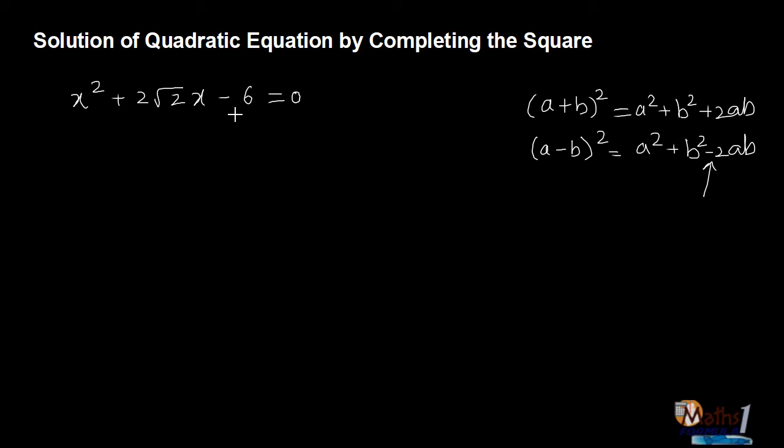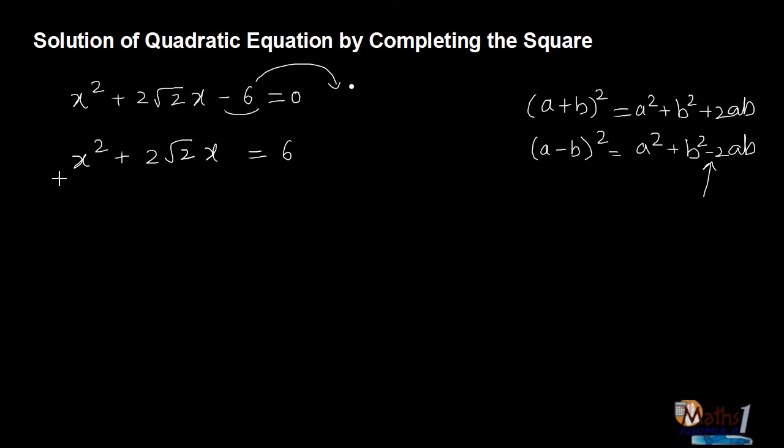Whatever constant is there, I'm going to move it onto the right hand side. We can keep it on the left hand side itself, but you will have to do exactly what to add and what to subtract. Just to be on the safer side and avoid confusion, I'm going to move this onto the right hand side. So x square plus 2 root 2x equals 6.